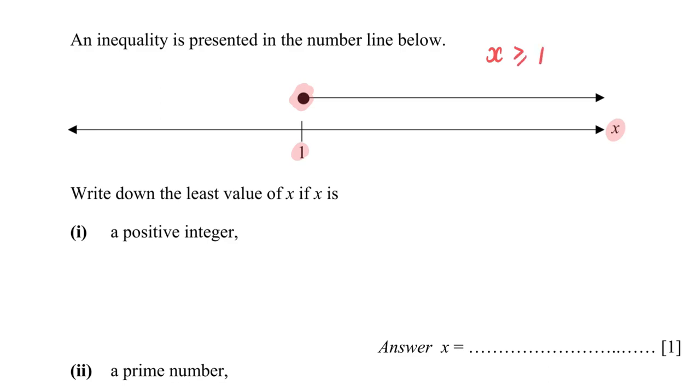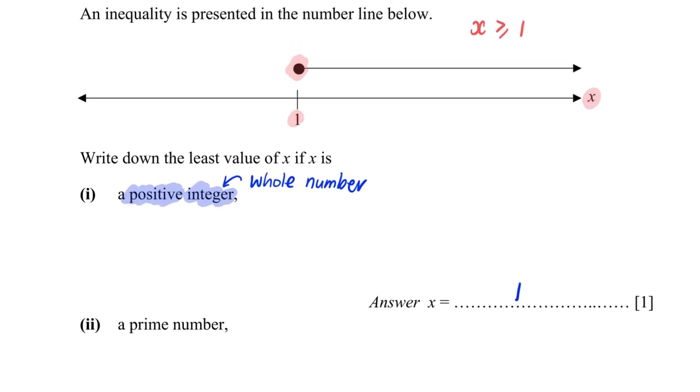And from here, write down the least value of x if x is a positive integer. Well, x is bigger or equals to 1. All the values are positive. As for integer, it is a whole number, no fraction. So in this case here, the smallest possible value of x is, yes, 1 itself. Because x starts from 1. It must be bigger than or equals to 1.